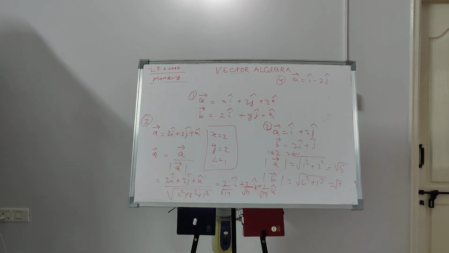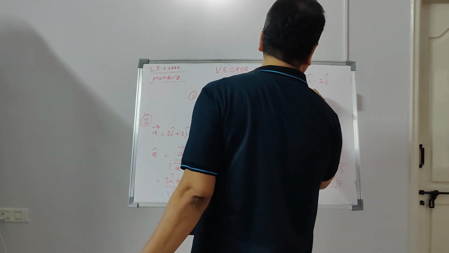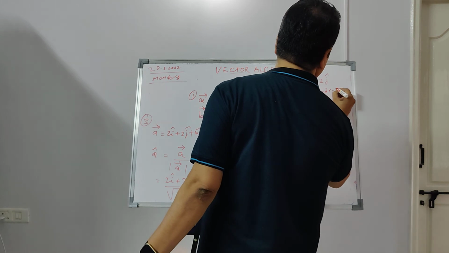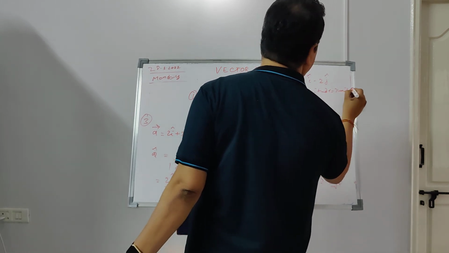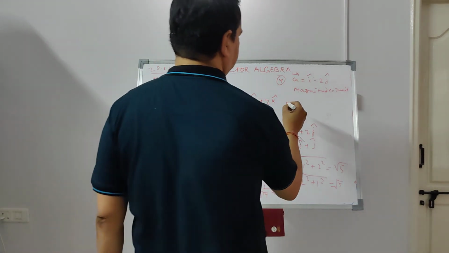The question is find a vector in the direction of vector A that has magnitude 7 unit. So that vector will have magnitude 7 unit. In this case, we will have to find out the unit vector. You multiply the unit vector with the magnitude, you will get that vector. So first, what is the unit vector?